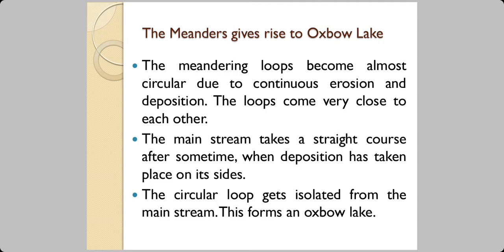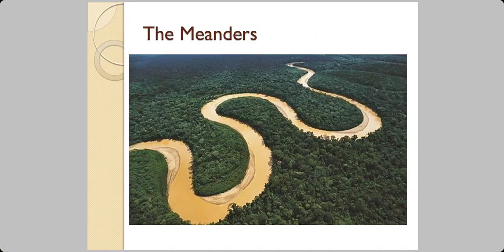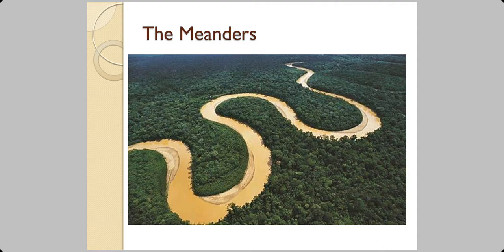and it will keep on happening like that. The loops come very close to each other sometimes, and then the gap gets filled with the deposited material, and it isolates an oxbow shaped lake, and that is known as an oxbow lake. I have photos also to show you. This is the meaning of meander. It's like a snake, and the river is looking like a snake, and this typically happens in the plain areas.